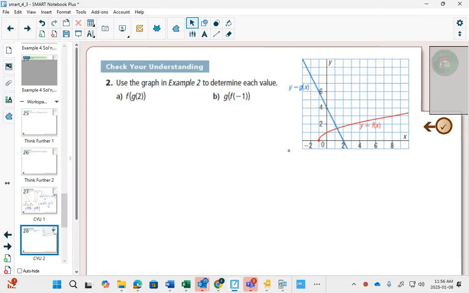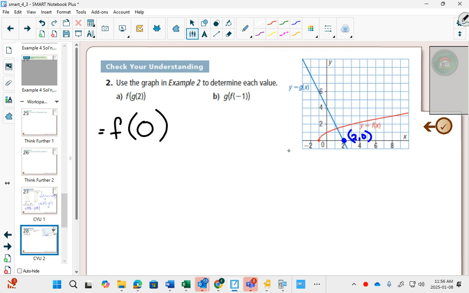Again, it's important to know, what does this mean? So f of g of 2 says first, let's find out what g of 2 is. If you plugged 2 into the g machine, that's your blue graph. If you plugged 2 into the blue graph, you see that you would get 0. So g of 2 is equal to 0.